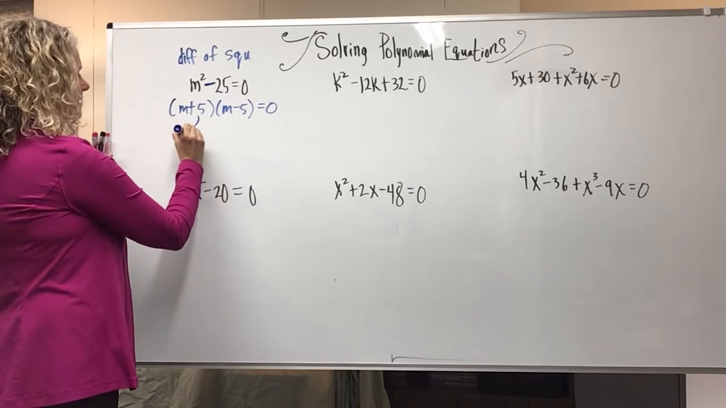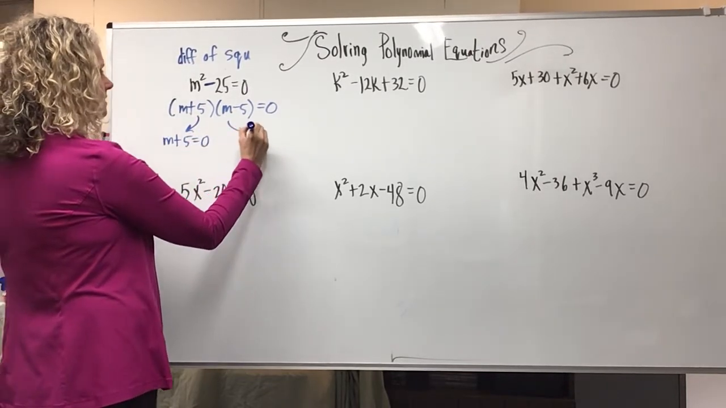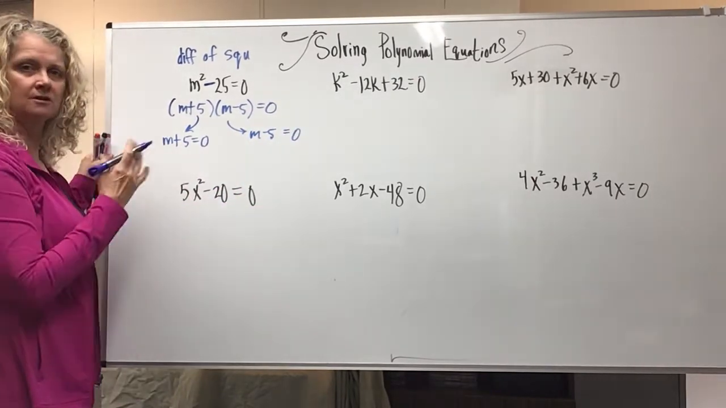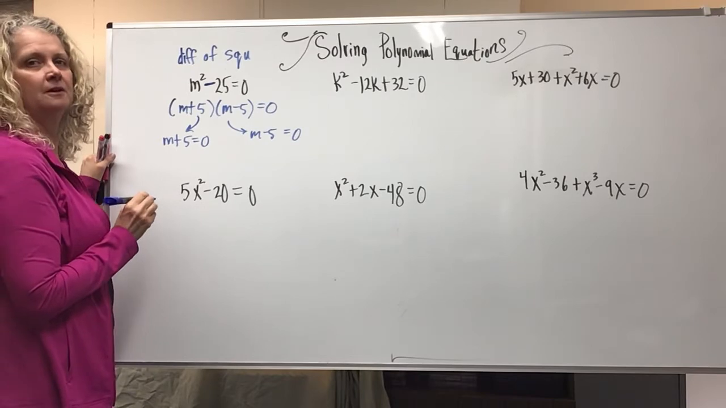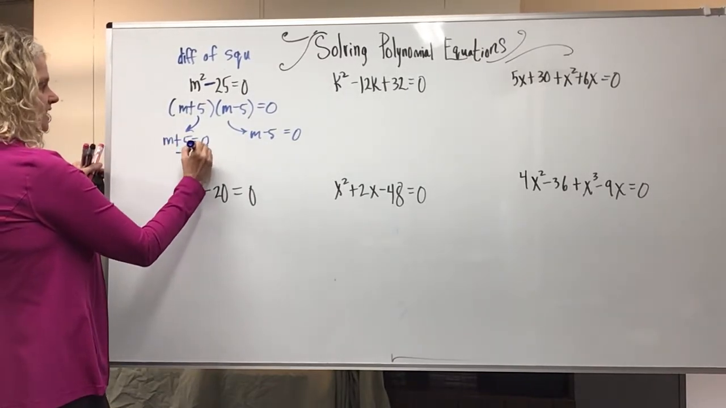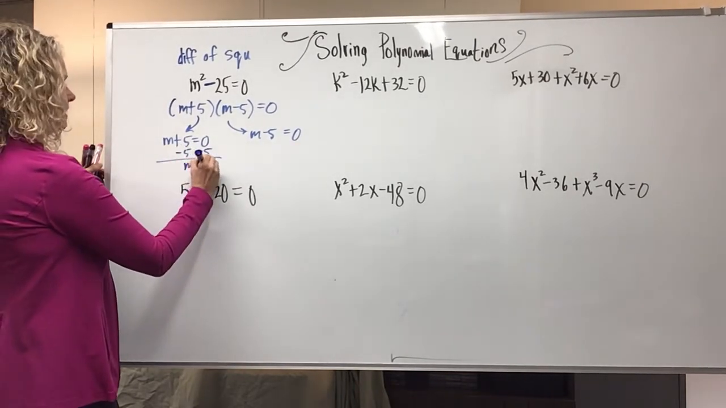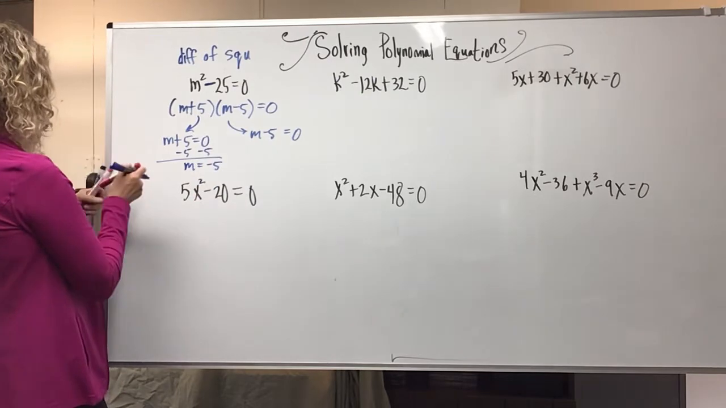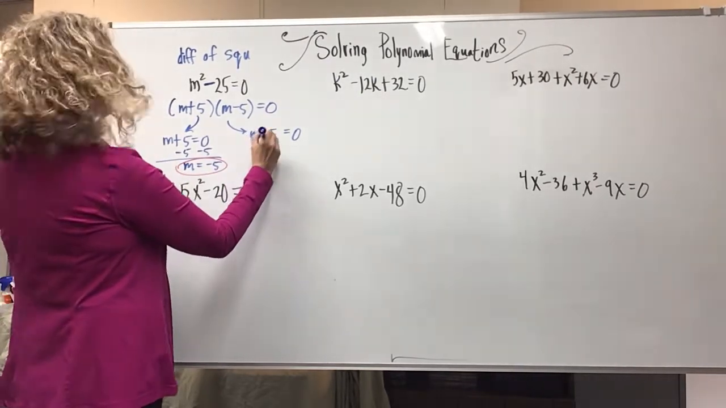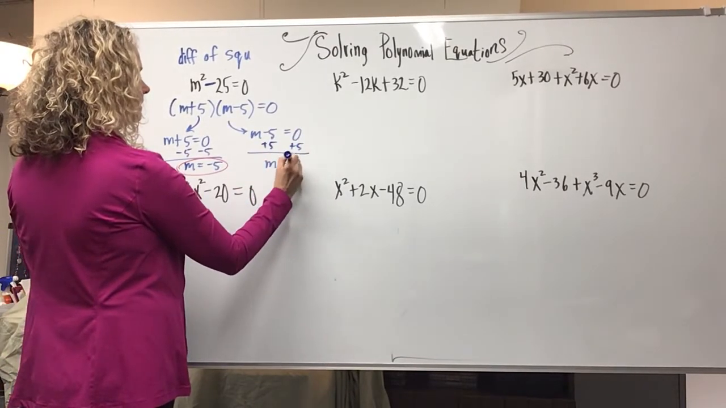So now we set, due to the zero factor theorem, each piece equal to 0. And at some point we're going to graph these, and you're going to see the kind of information it yields about the graph of the equation. You're going to get m plus 5 is 0. You're going to subtract 5 from both sides, and m is negative 5. And then here, m minus 5, we're going to add 5 to both sides, and m equals 5.